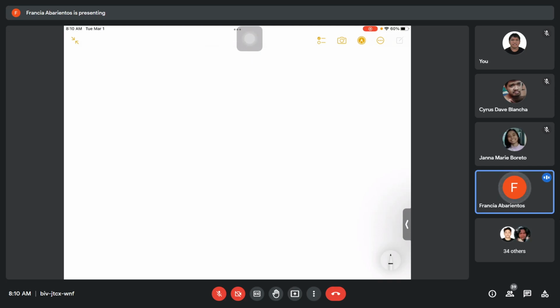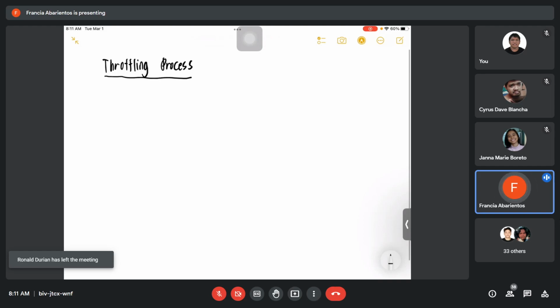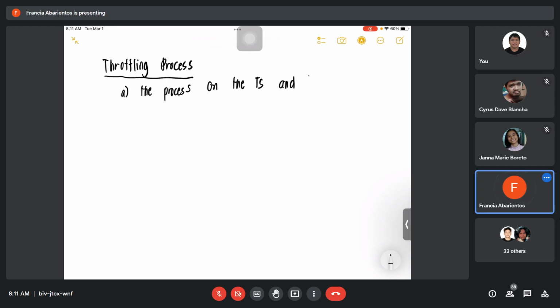So, we will briefly go over, class, today the throttling process. We will use this throttling process in our different cycles. So, what is the process of a throttling process? On a PV diagram, and on the TS and the HS plane.